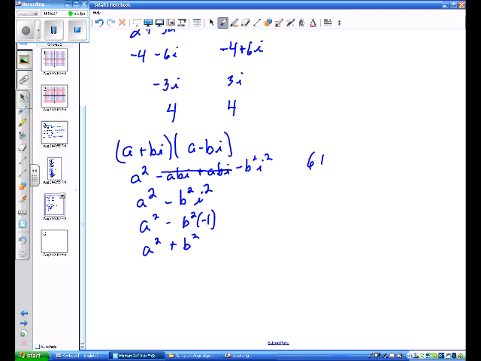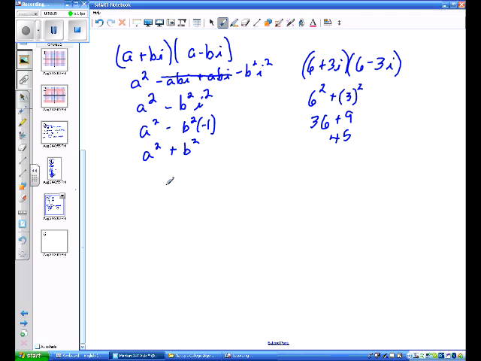So if we went through, we've got 6 plus 3i times 6 minus 3i. Now, if you wanted to use the pattern that we just developed, then this is going to be 6 squared plus 3 squared. It was a squared plus b squared. And so that's going to turn out to be 36 plus 9, or 45. Now, if you're not sure about doing that, you can go through and do the multiplication.